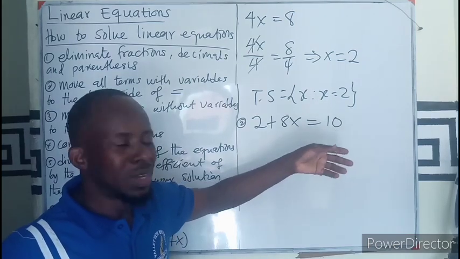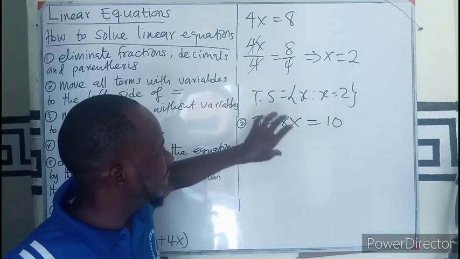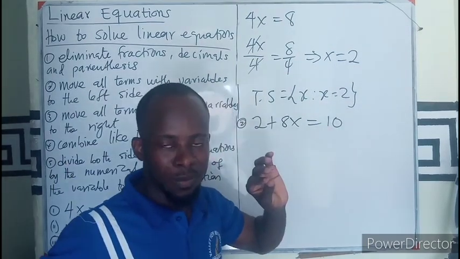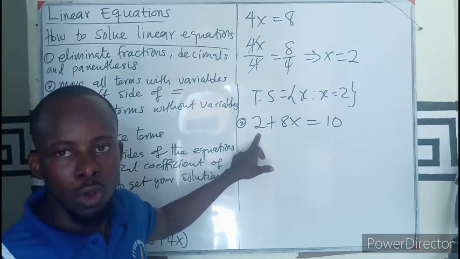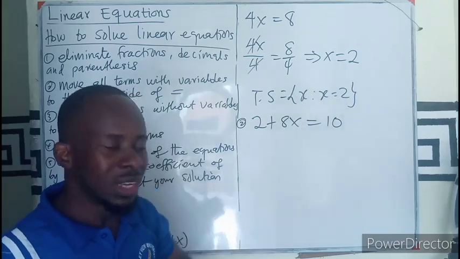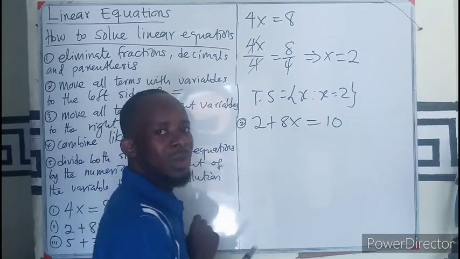But how do we do it? I want to eliminate the 2 to go to the right. Therefore, I subtract 2 from the left, subtract 2 from the right. I want to make these 2 evaporate or leave this place to go to the right. How will I do it? I only have to subtract it. 2 minus 2 give me 0.